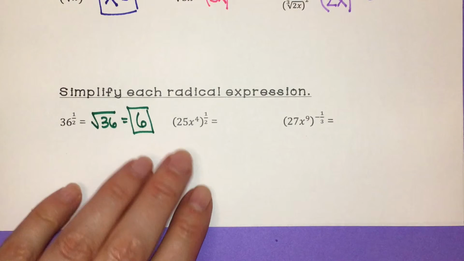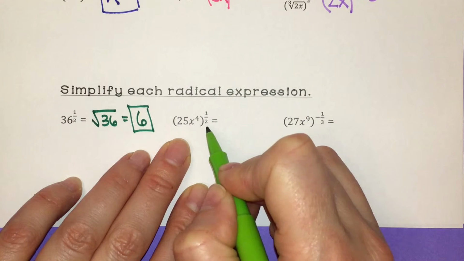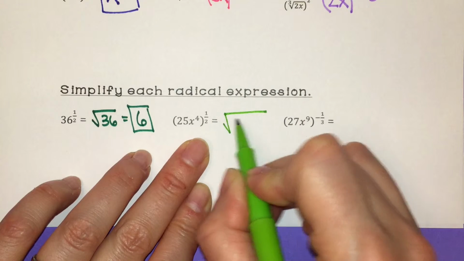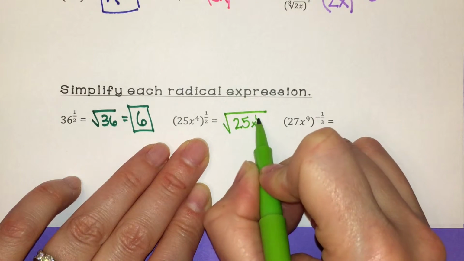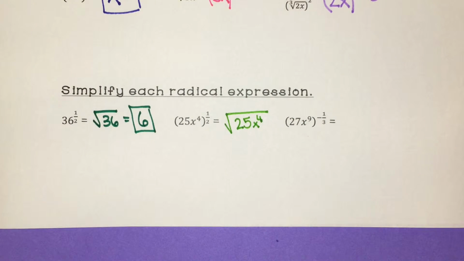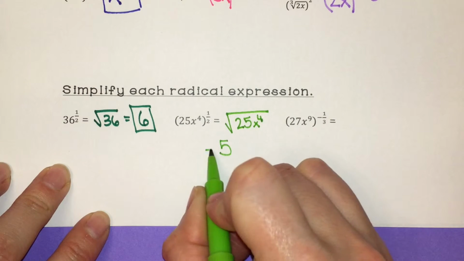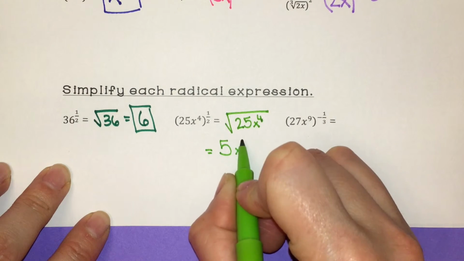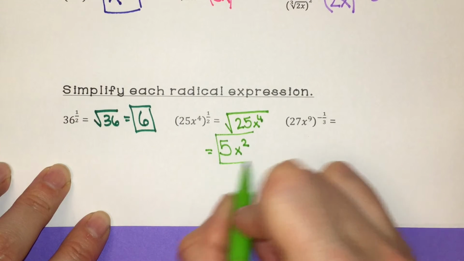Then we have 25x to the 4th raised to the power of 1/2. Again, it's raised to the power of 1/2, so it's a root of 2. And underneath we have 25x to the 4th. Well, that whole thing's raised to the power of 1, which doesn't change it. So find the square root of 25, which is 5. And the square root of x to the 4th is x squared, because x squared times x squared would give us x to the 4th.